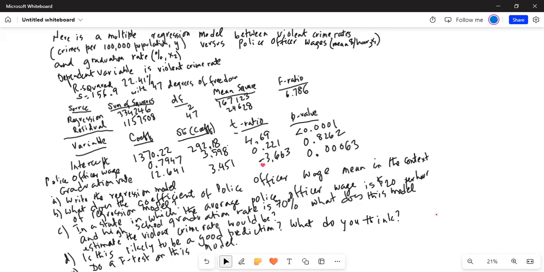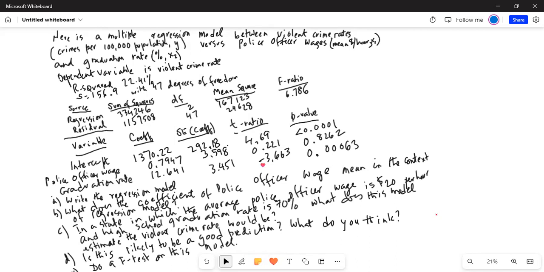The first part is write the regression model. Part B, what does the coefficient of police officer wage mean in the context of the regression model? Part C, in a state in which the average police officer wage is $20 per hour and the high school graduation rate is 70%, what does the model estimate the violent crime rate would be? Part D, is this likely to be a good prediction? What do you think? Part E is do an F test on the model.